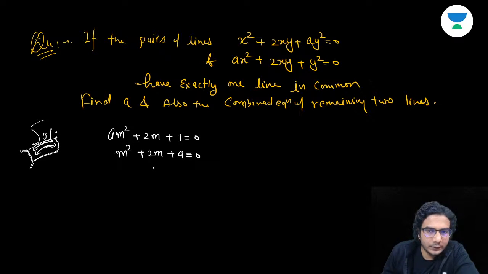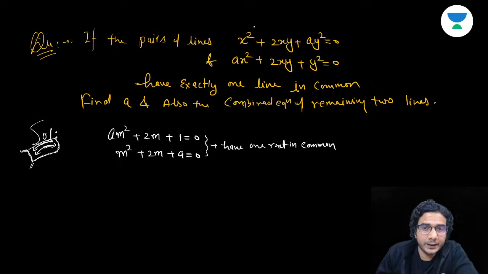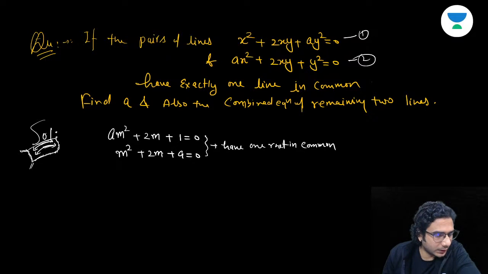Jia, have you got any value? See how to solve. How do you solve these two equations to find a? These two equations have one root in common. I hope you understood what I have done. We have divided by x square in the first equation and second equation to get these two quadratics in m, the slopes.